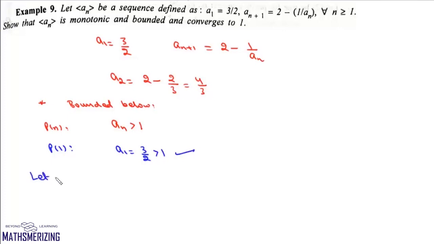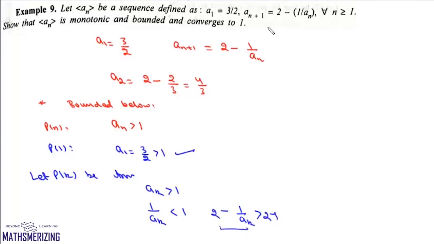Now second step is, let Pₖ be true. It means aₖ will be greater than 1. If aₖ is greater than 1, 1 upon aₖ will be less than 1, and minus 1 upon aₖ will be greater than minus 1. Now we'll add 2 to it. Now this is nothing but aₖ₊₁.